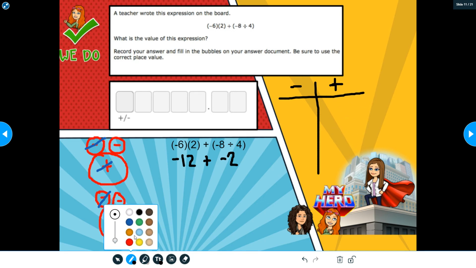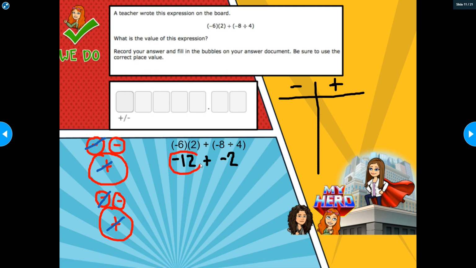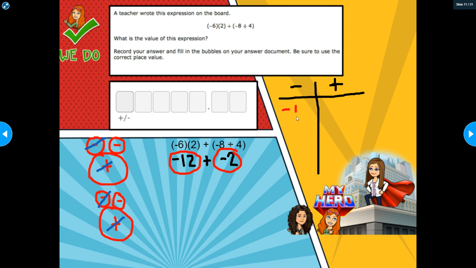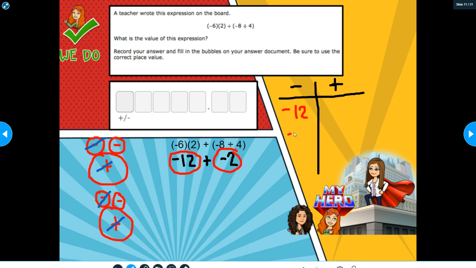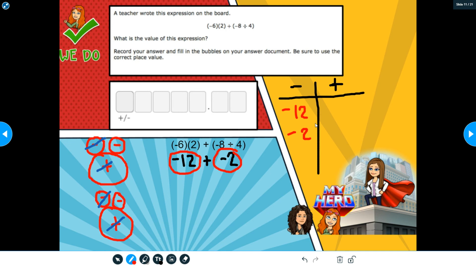And what I'm going to do is circle these numbers with the sign to the left so that I know what sign goes with the number. Okay, so I know now that both numbers are negative, -12, -2, so they go in the negative column. If they're the same column or the same sign, we are going to add them and keep the sign. If they're in different columns, you would subtract and keep the sign of whichever number is further from 0. But in this case, we're going to add.